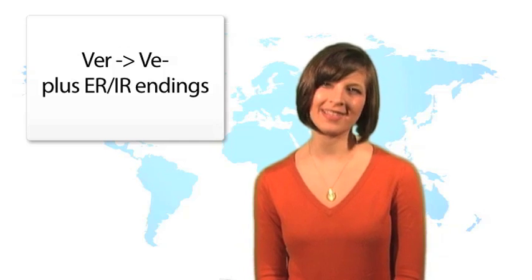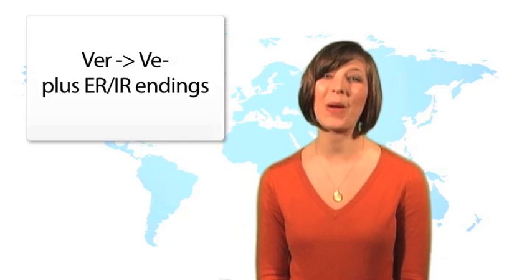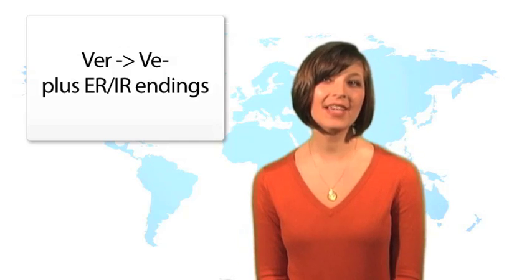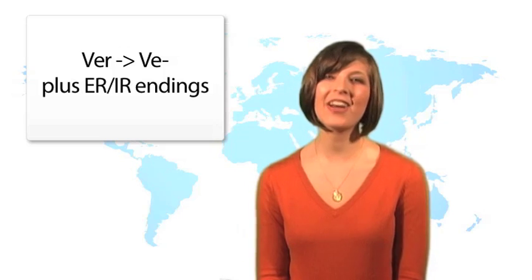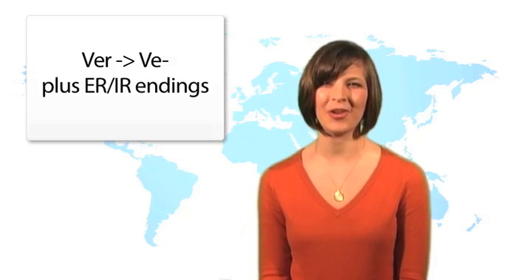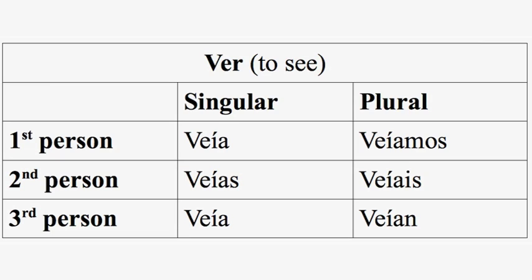Ver is super easy because it is only irregular by 1 letter. Instead of taking off the last 2 letters of the infinitive, you just take off 1 and then conjugate it as a regular ER verb. Veía, veías, veía, veíamos, veíais, veían.